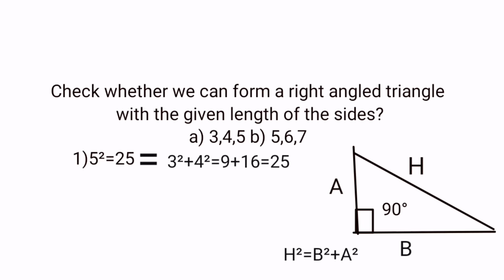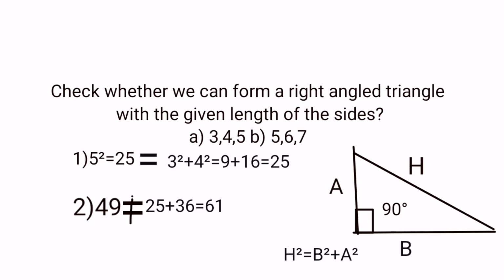Now we have to check the second option, 5, 6, 7. We know that hypotenuse is 7. Taking the square of hypotenuse, we will get it as 7 square, 49. And we have to check whether 49 is equal to 5 square plus 6 square. We know that 5 square is 25, 6 square is 36. When we add these, 36 plus 25 is equal to 61. So, they are not equal. So, with these, we cannot construct a right angled triangle. So, the correct option is option A, that is 3, 4, 5.